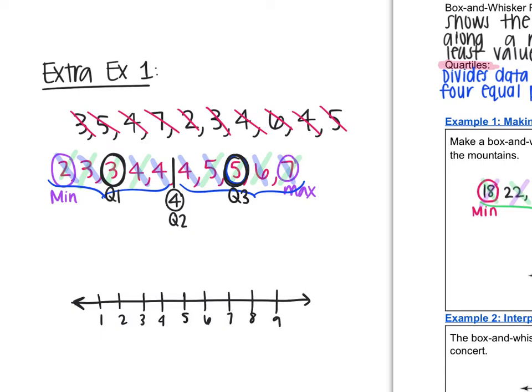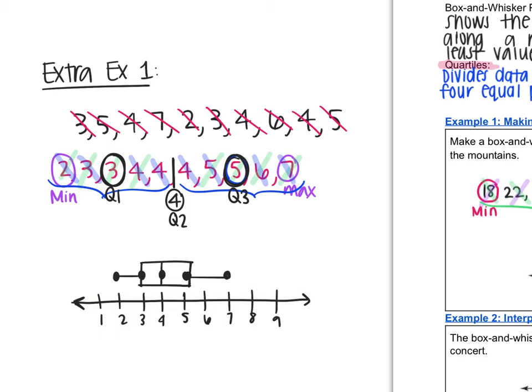So my minimum is at 2, Q1 is at 3, Q2 is at 4, Q3 is at 5, and maximum's at 7. I'll put my box around my Q1 and Q3, a line through Q2, and my whiskers going out to the min and max.